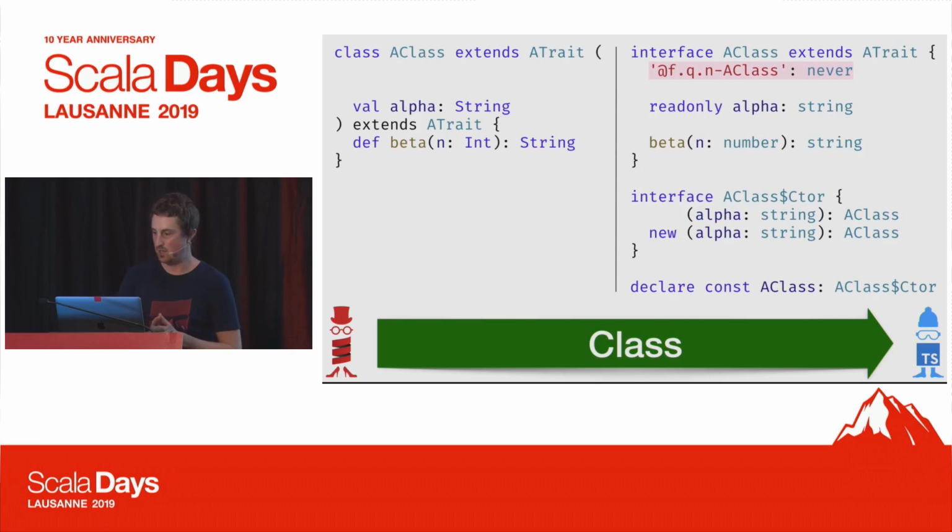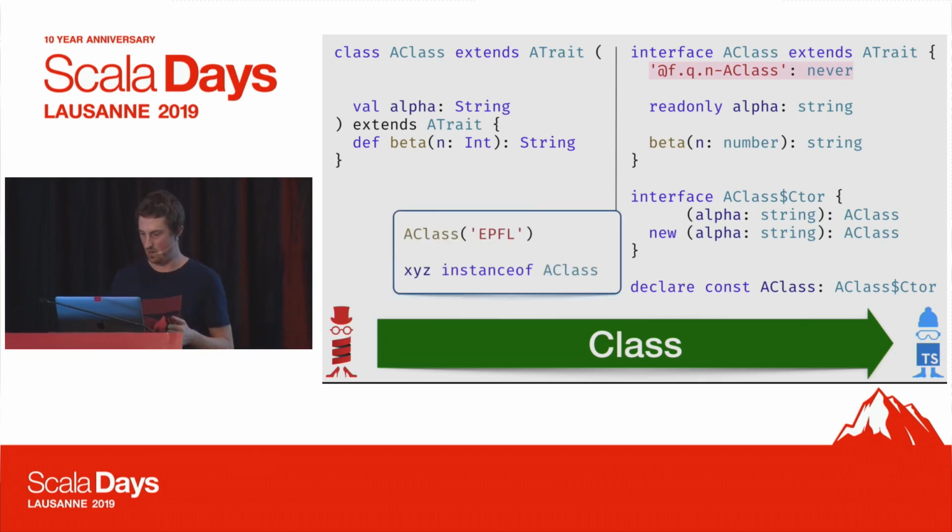Same thing with classes, really. We have an interface which describes the class just the same as the trait, and an interface which describes the class constructor, which in this case takes an alpha of string, and then we declare that there's this value, a class, which has the type of the constructor, and so now we can construct values of this class by supplying a string. It'd be tempting to leave off that second definition in the class constructor, which contains the new, because as we've all heard, new is passé. We don't do that anymore.